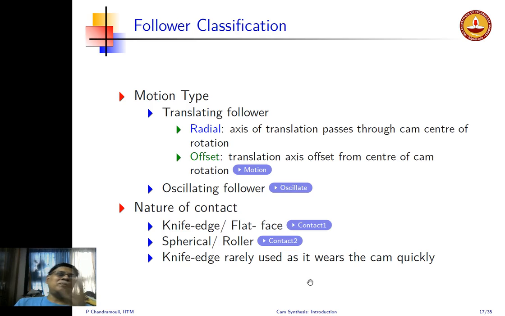Knife edge is very rarely used because, with the sharp point of contact, the cam wears very quickly. So the wear and tear of the cam is very high. So you will not normally see these, but you will see the flat face or the roller or spherical being used more often.